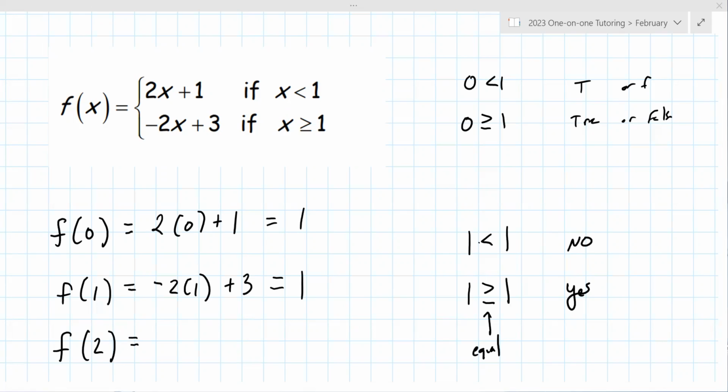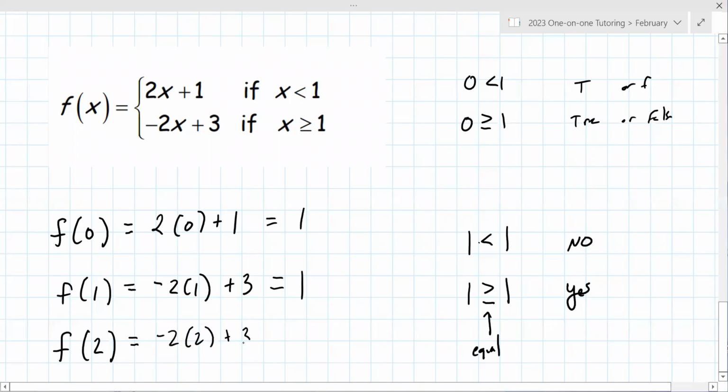Okay, so 2 greater than 1. Yeah, you got to decide first one or the second one? Second one. Yeah. Yes, I agree. Okay. The answer is -1. So -2 times 2 plus 3, it is definitely -1. All right, very good. Okay, so you're getting the hang of this.